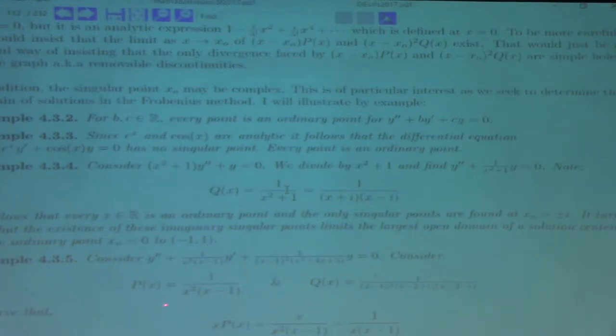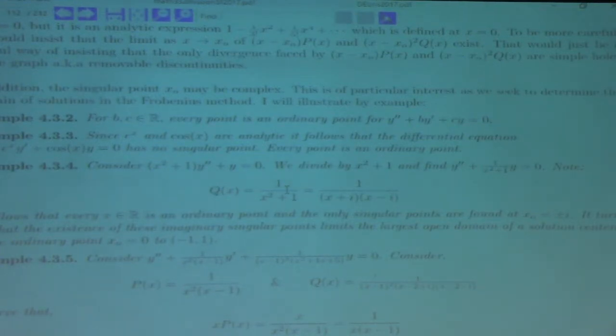Now if we look at x times p(x), we get this. So it's not a regular singular point, because x times p(x) is not analytic at 0. So 0 is an irregular singular point for this one, because x times p(x) is not an analytic function.